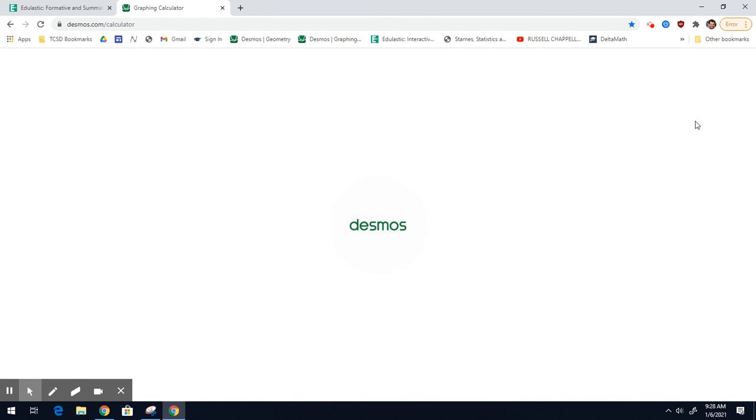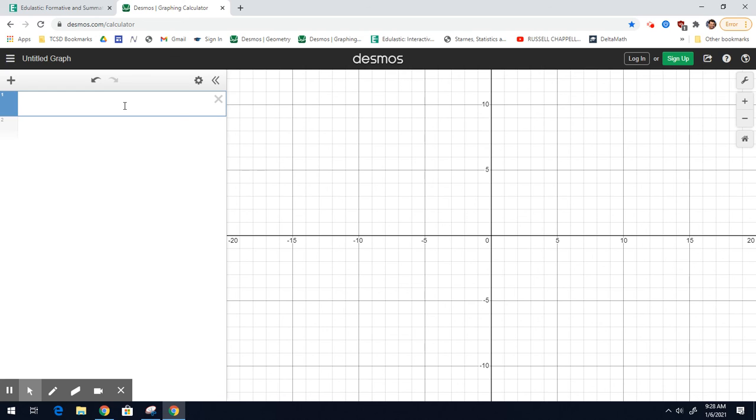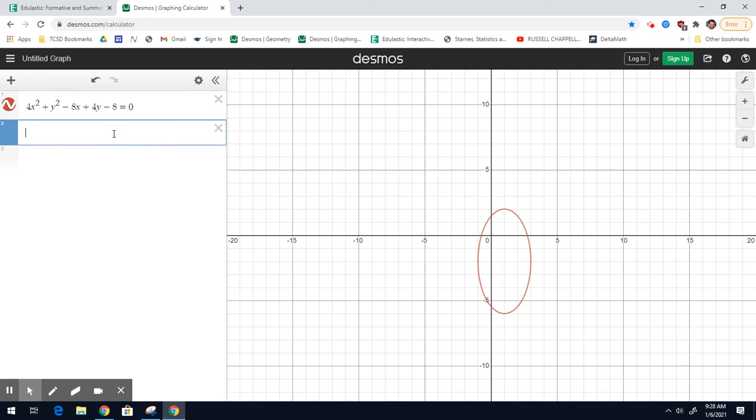So I'll come here. Again, I like to zoom out one. The original equation was 4x squared plus y squared minus 8x plus 4y minus 8 equals 0. You can see it's a vertical ellipse, as I mentioned. So now let's double check our problem. So fraction, parentheses, x minus 1 squared over 4 plus, I'm sorry, fraction plus fraction, y plus 2 squared over 16 equals 1. And there you go. Lands right on top of it, just as it's supposed to.